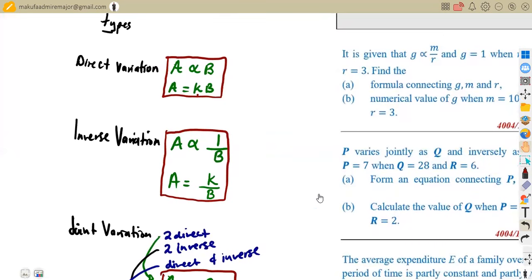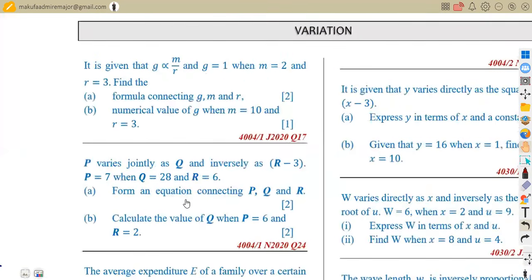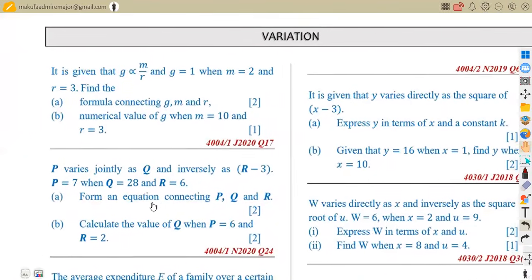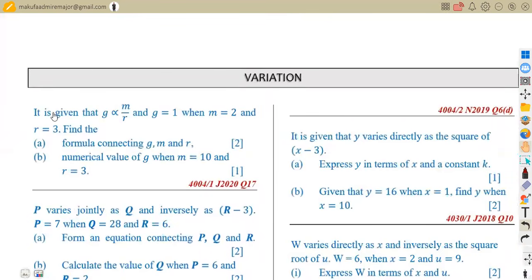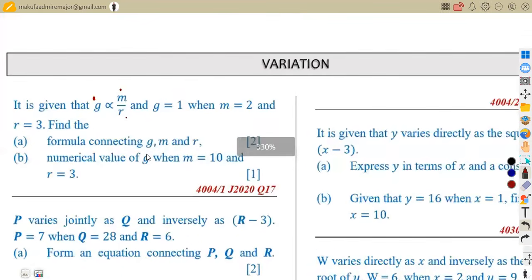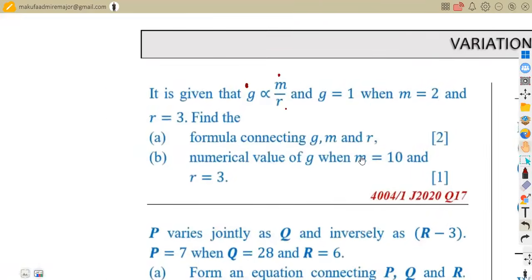So I'm just going to use these variations that we explained to answer our questions that we are given here. All right, so the first part of our question, we are given that G varies. So we are supposed to see how these are connected here. G is a variable, M is a variable, R is a variable. There are three variables which are connected. How are they connected? This is a joint variation in this case.